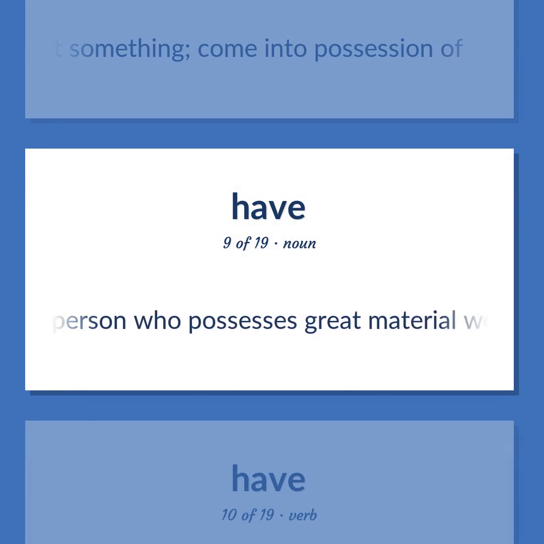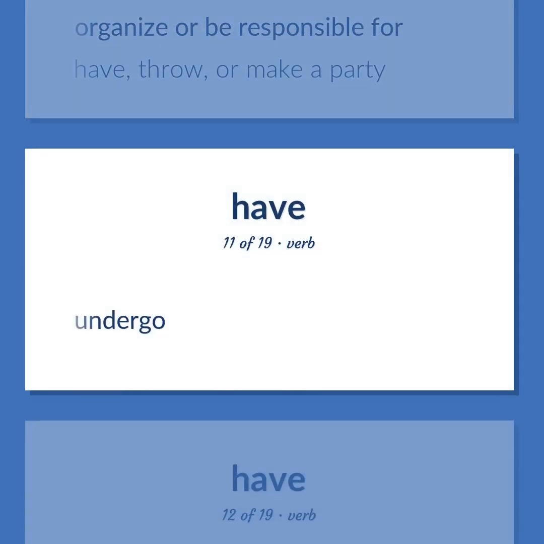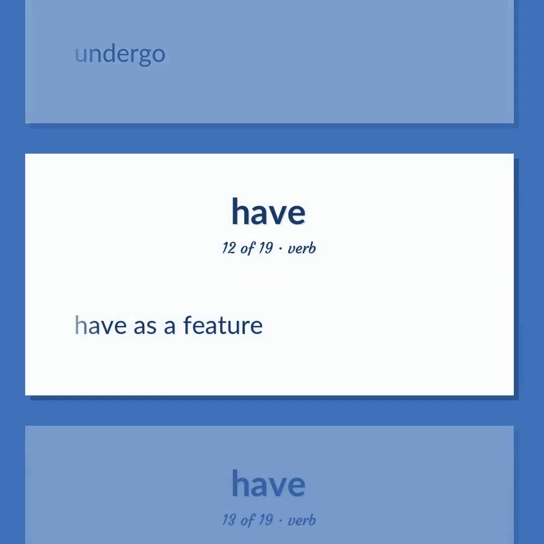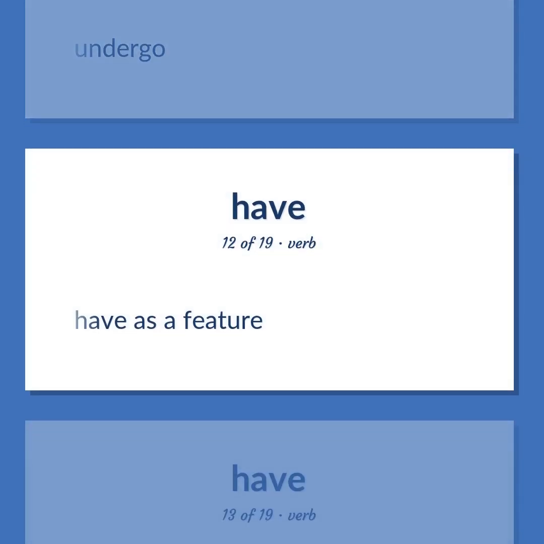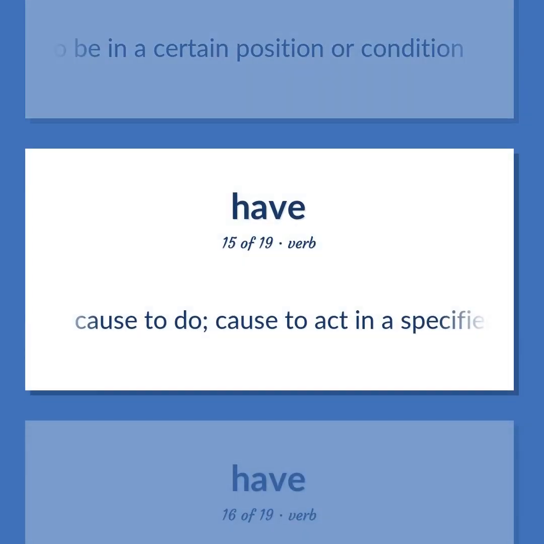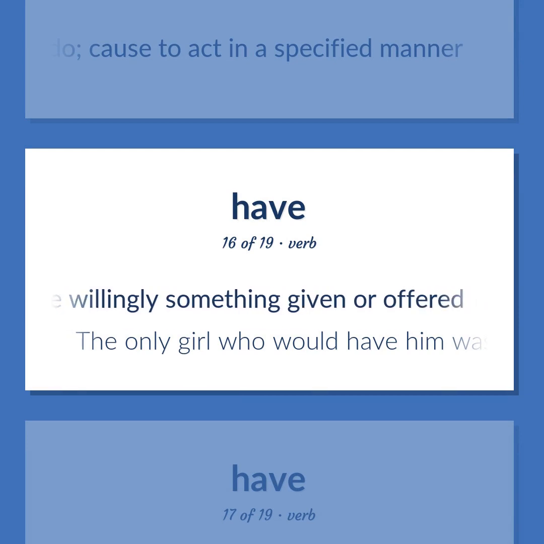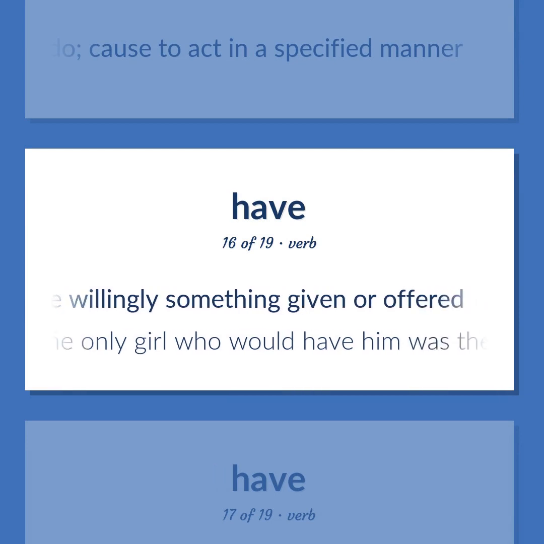A person who possesses great material wealth. Organize or be responsible for. Have, throw, or make a party. Undergo. Have as a feature. Cause to be born. Cause to move. Cause to be in a certain position or condition. Cause to do. Cause to act in a specified manner. Receive willingly something given or offered. The only girl who would have him was the miller's daughter.